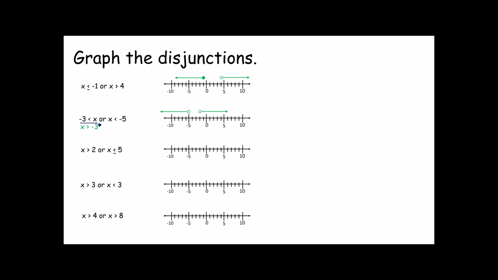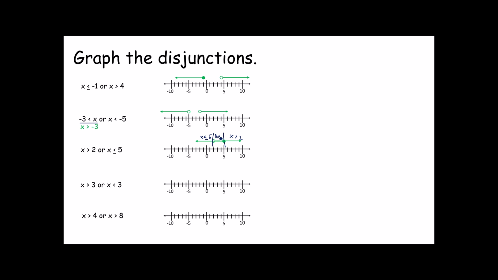How about the next one? x is greater than 2, or x is less than or equal to 5. Well, greater than 2 looks like this. Less than or equal to 5 looks like this. Now we have an interesting situation because we still have this division into 3 sections. The things over here are the things that are greater than 2. The things over here are less than or equal to 5. And the things in the middle meet both conditions.